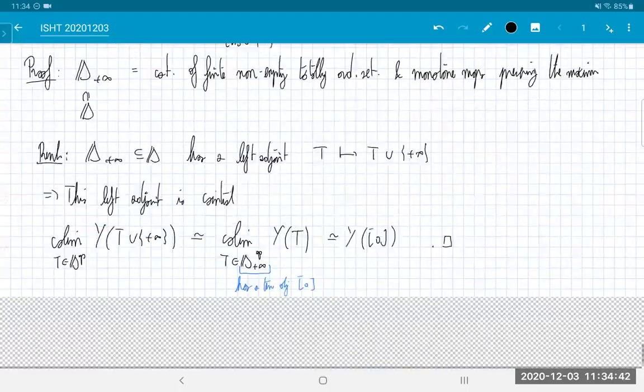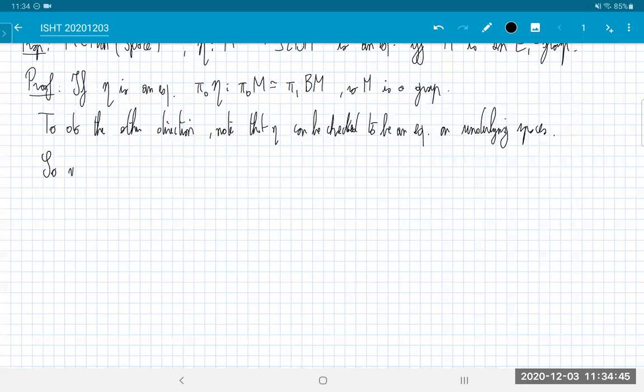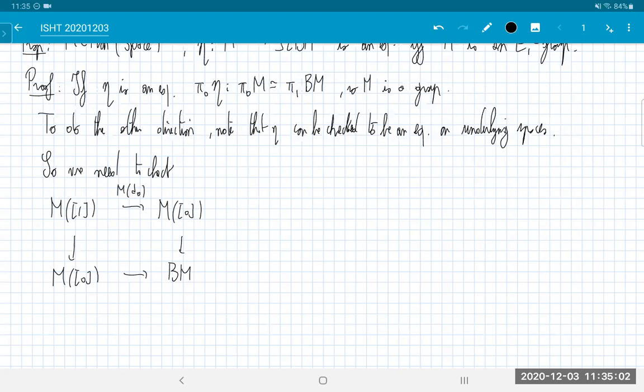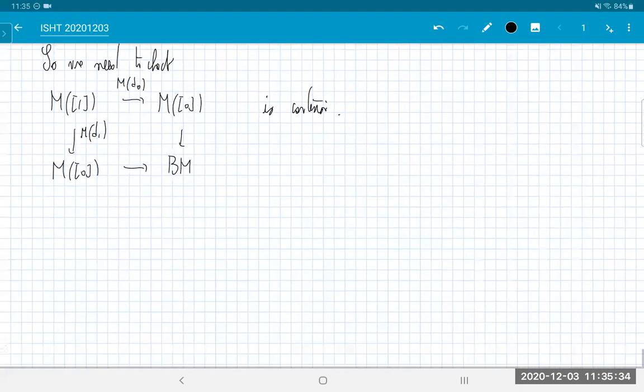So what this boils down to is that we need to check that this diagram that I wrote before, D zero, is Cartesian. That's what it boils down to. Remember, this was the map on underlying spaces from M of one to omega B of M. And we're going to use the descent. Now you understand why the fact that certain maps coincide.